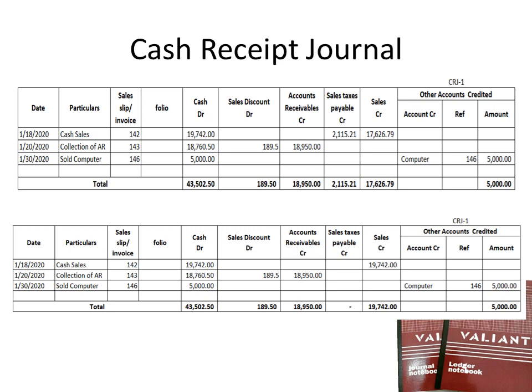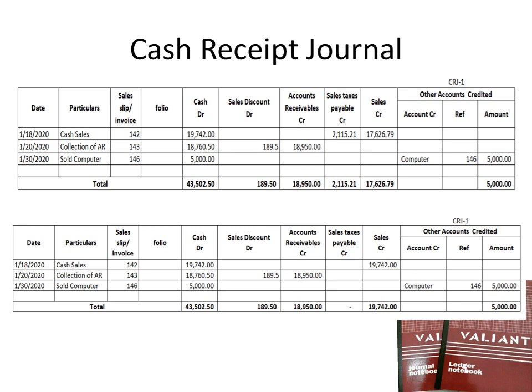So you have 2,115.21, and then we have now our sales 17,626.76. But what if this is on account? If this is on account, it's not recorded in our cash receipts journal. Instead, it's recorded in our sales journal.